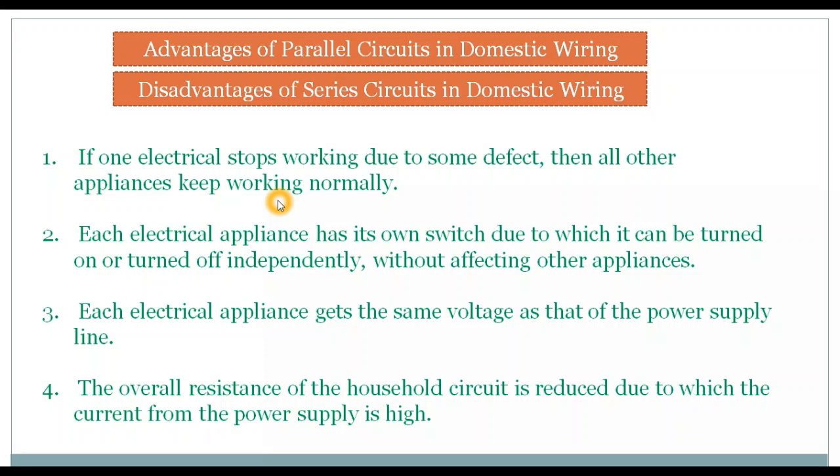Otherwise, if you are connecting them in a parallel circuit, then you have to operate them independently, and that is not possible in that case. And a series circuit is also safer because the current in it is very small, because of its high resistance. So sometimes a series circuit is also better.